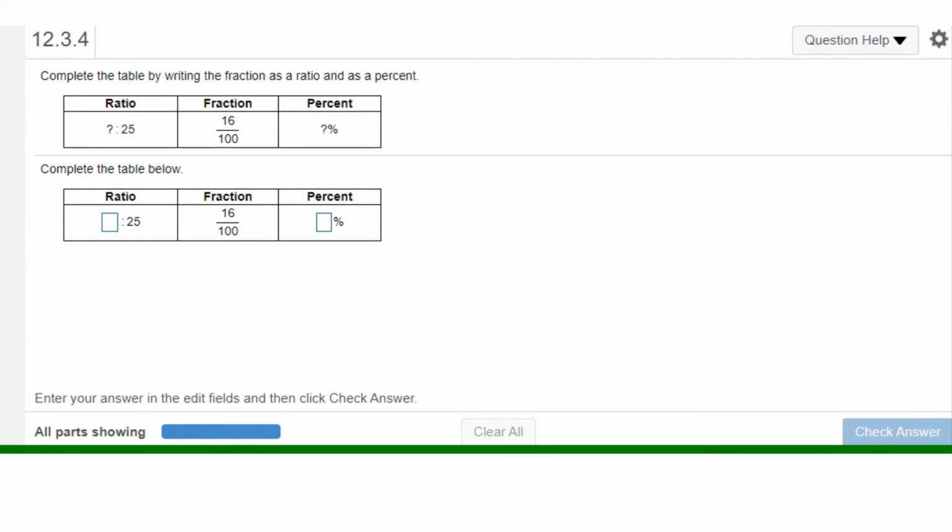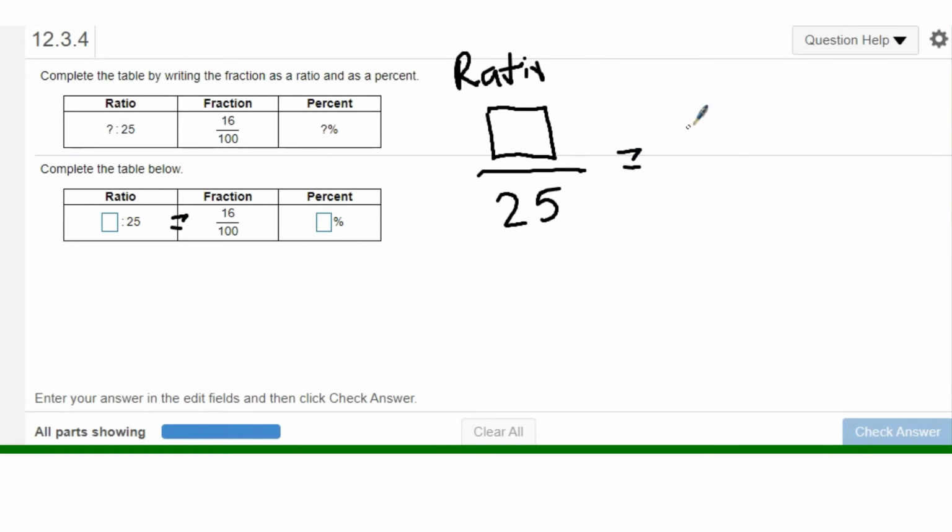Here is another one. So we want to write our ratio as a percent. So our ratio is an unknown number as the first term over 25. And then I want to set it equivalent to my fraction, which is 16 over 100. So I need to figure out 25 times what number will give me 100.